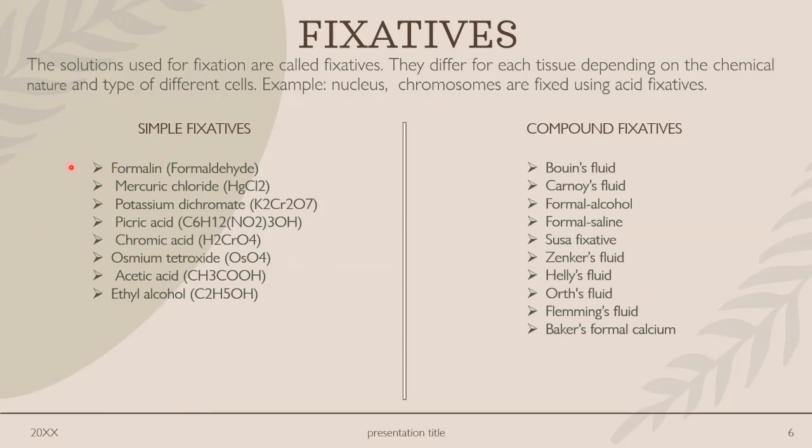For example, formalin. If we take formalin, it fixes Golgi apparatus, mitochondria and enzymes. When we come to mercury chloride, it hardens and causes cell shrinkage, but it also fixes all types of proteins and carbohydrates. When we come to picric acid, it acts both as a fixative and a stain. So it is important that we select the fixative first before we do a fixation.